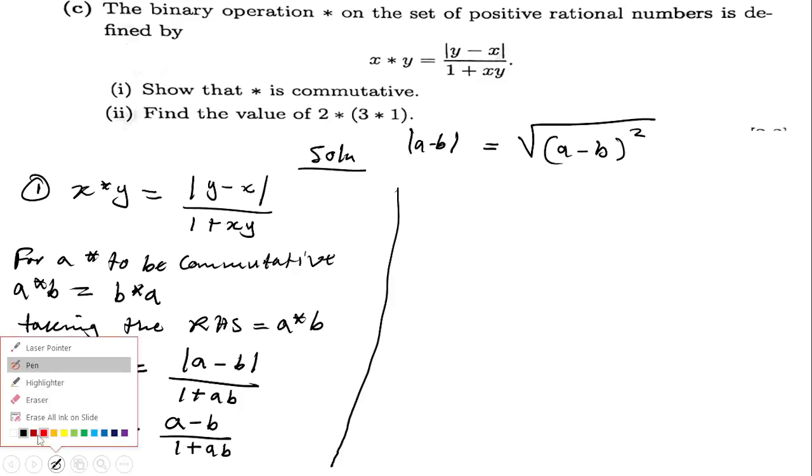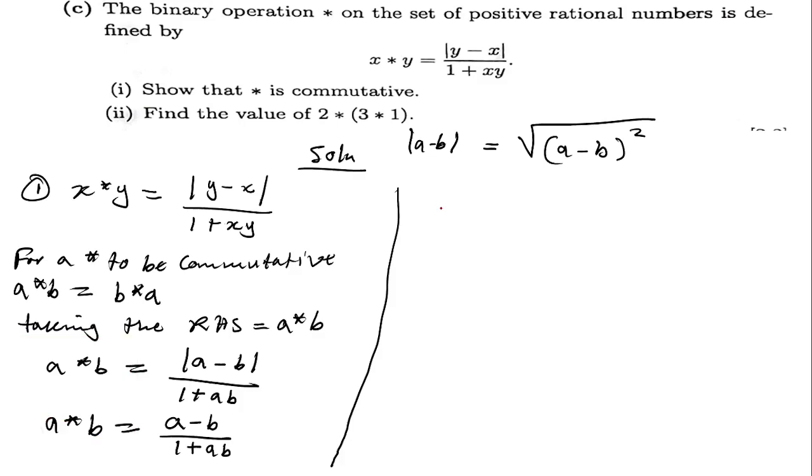So let's quickly get the other side. So we're going to say, taking the left hand side, this is what we are simply going to have. b star a is simply equal to the modulus of b minus what? a, and then there we are going to have what? We are going to have 1 plus ba.